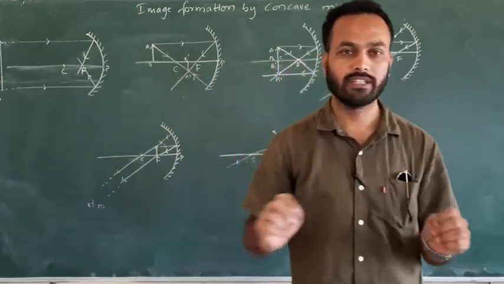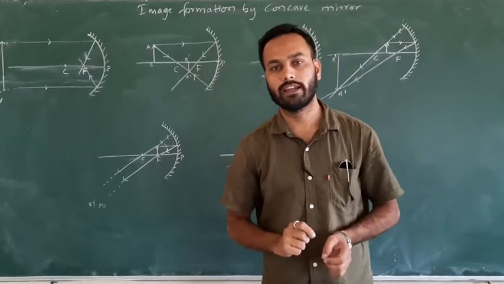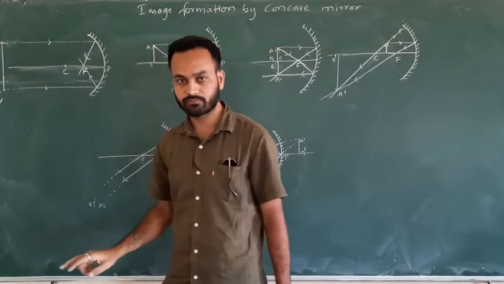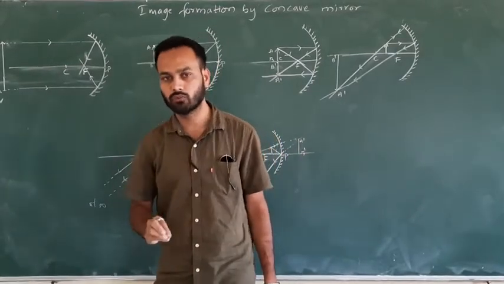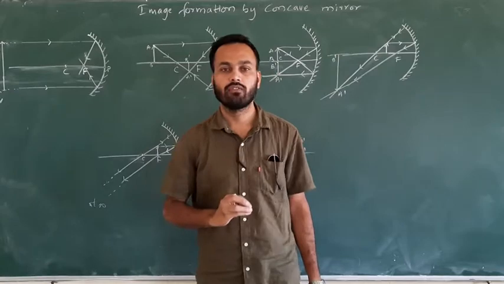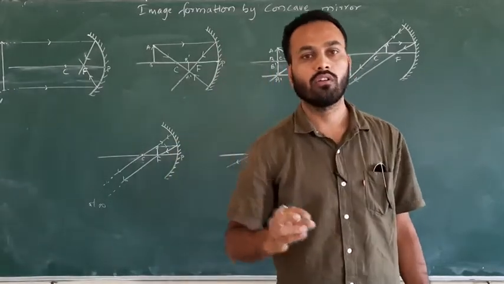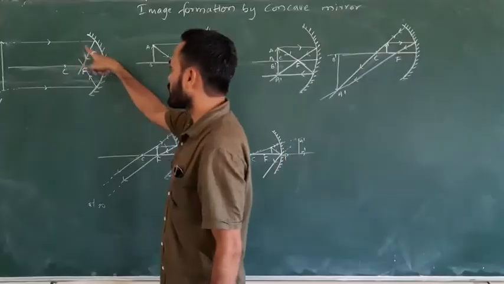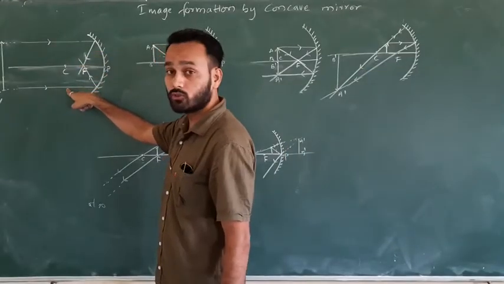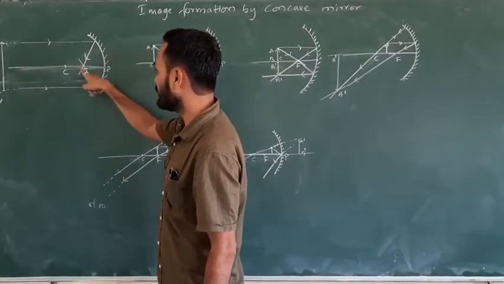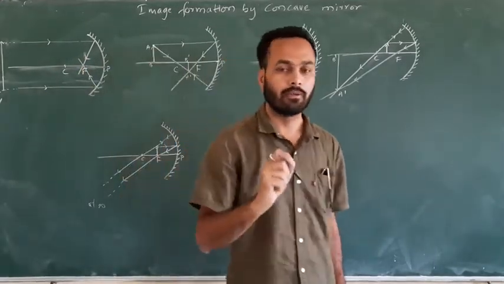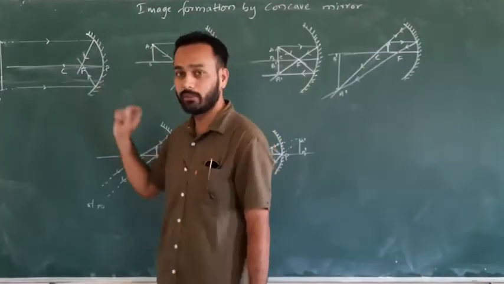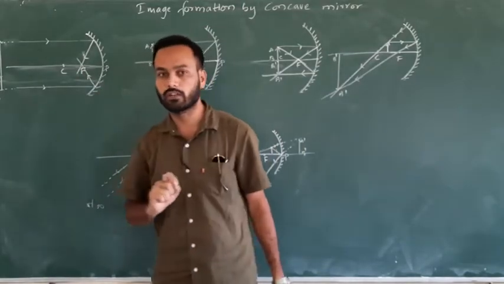Remember, when the object is at infinity, the rays of light coming from the object will be parallel to the principal axis. And you know very well what happens to them. Because in the last class, we have learned rules for image formation by spherical mirrors. Rays of light which are parallel to the principal axis, after reflection, they meet at principal focus, which means the image of the object AB is formed at focus.